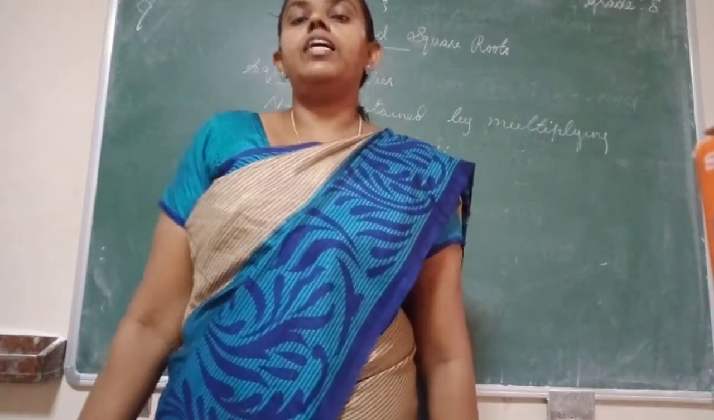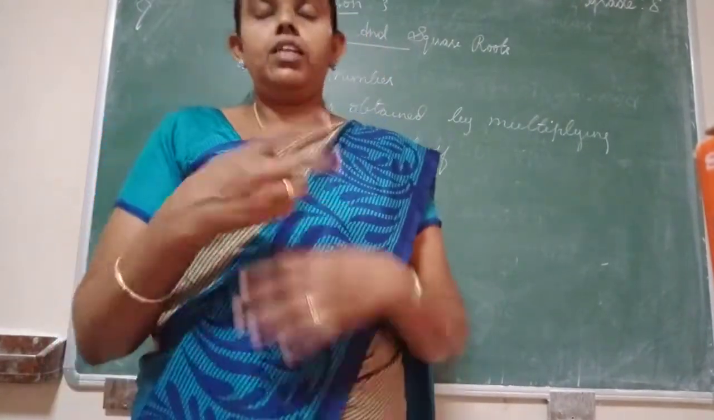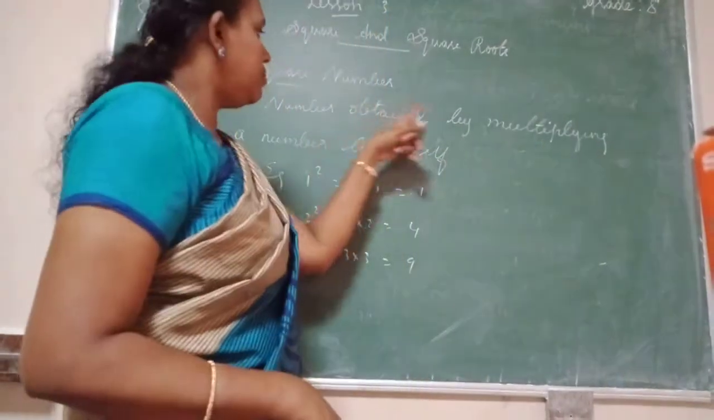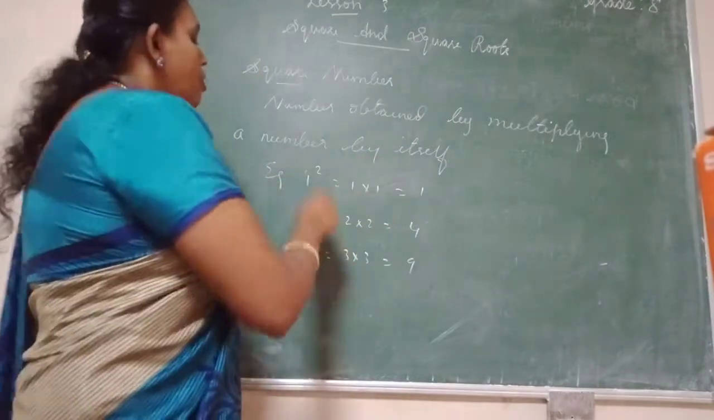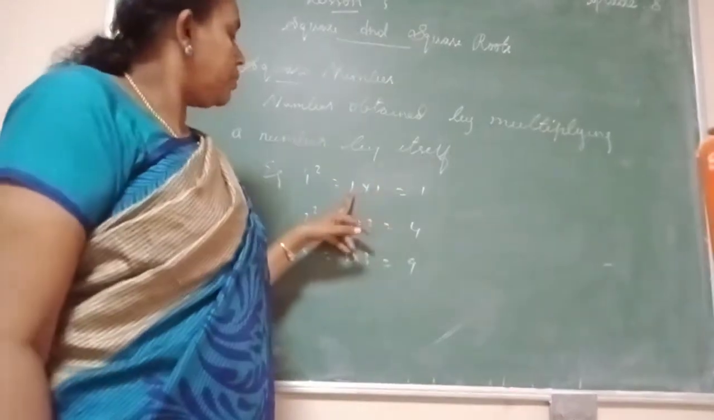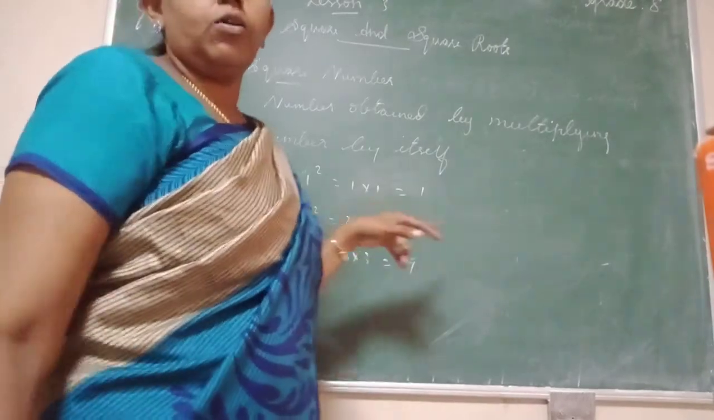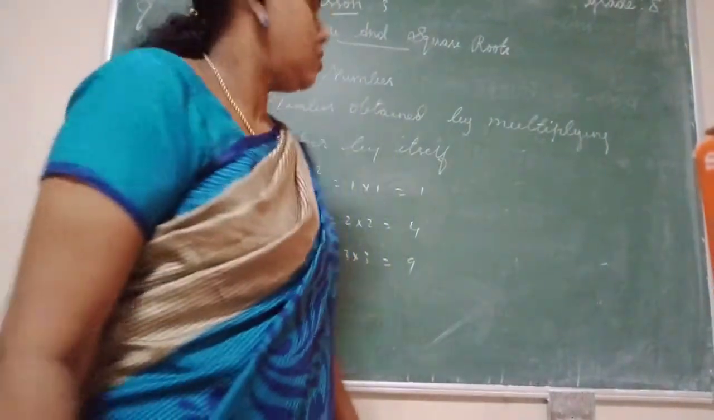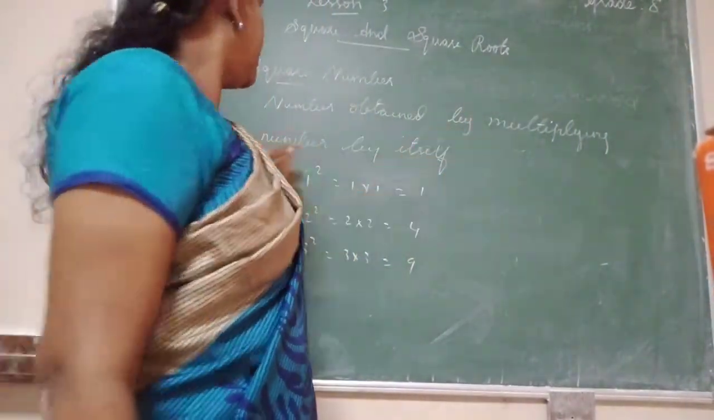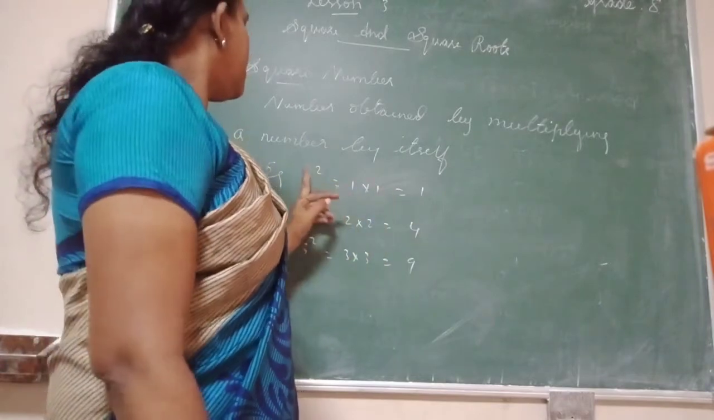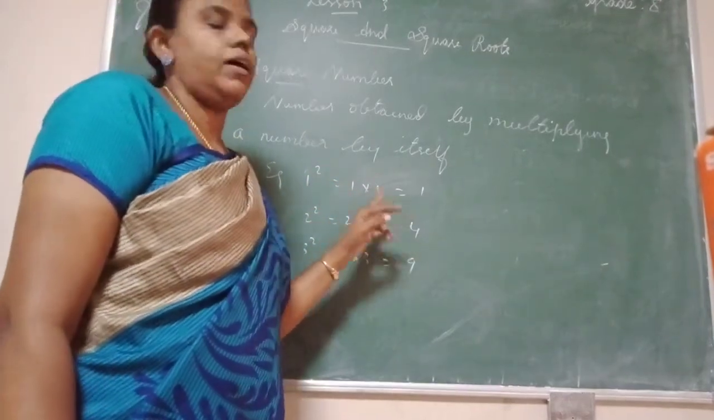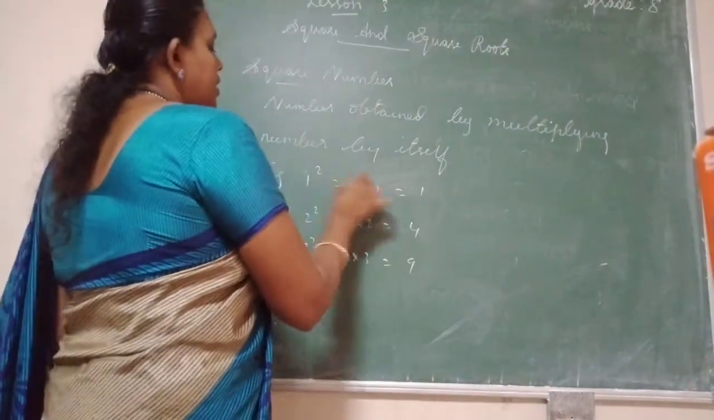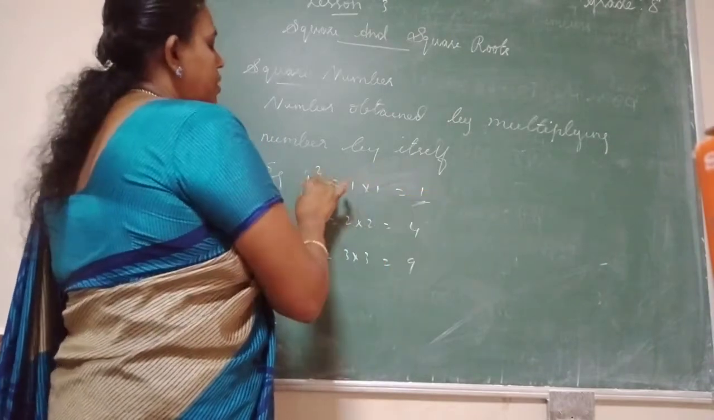A number obtained by multiplying a number by itself. We multiply a number again one more time. So that is 1 square, 1 into 1. We multiply 1 again by itself. That is called the square of a number. A number obtained by multiplying a number by itself is called the square of a number. That is 1 square, 1 into 1; 2 square, 2 into 2, that is 4.